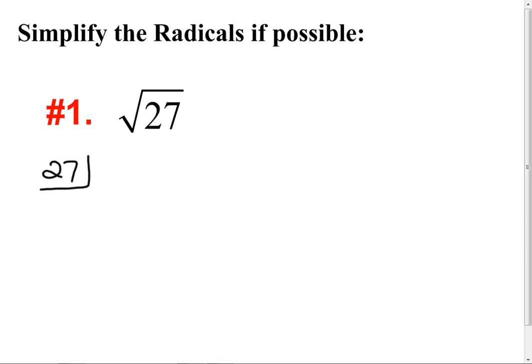Okay. What's the smallest prime number? 3. Does 2 go into 27? No. 3. 3 into 27 goes how many times? How many times does 3 go into 27? 9. Enough. 3 into 27 goes how many times? 9.